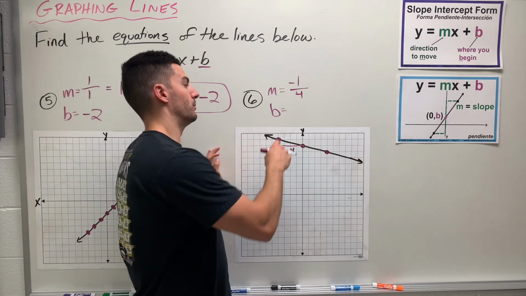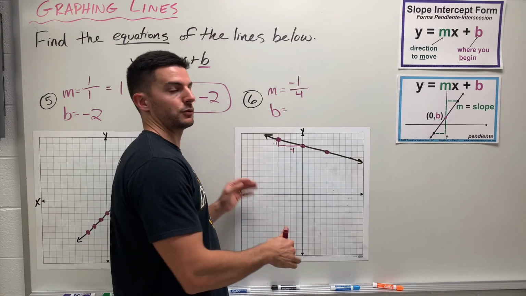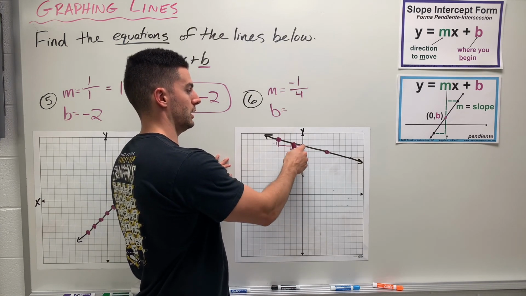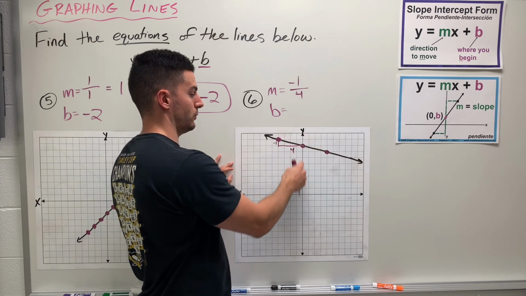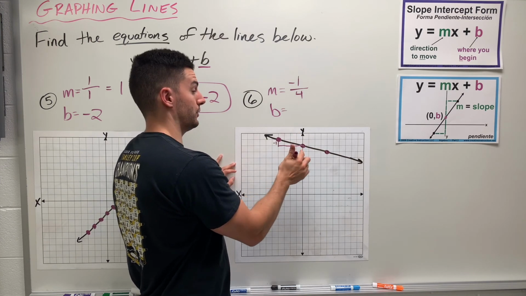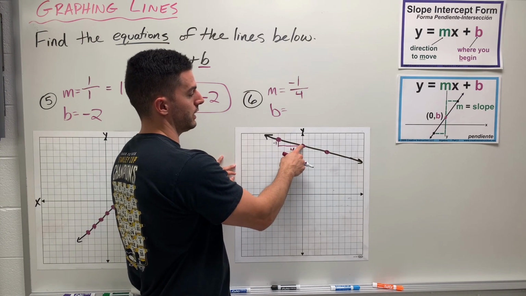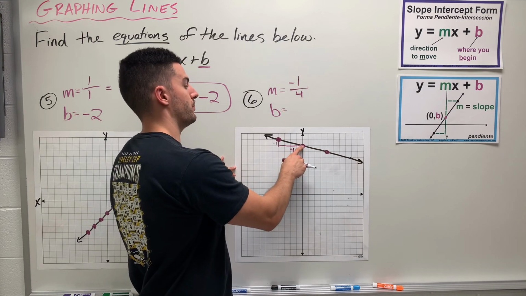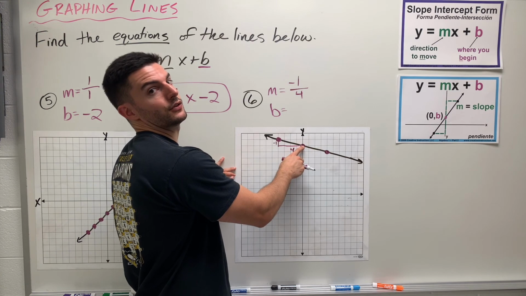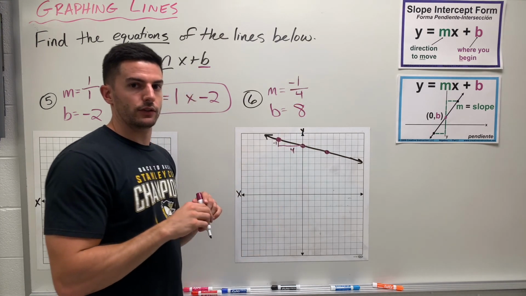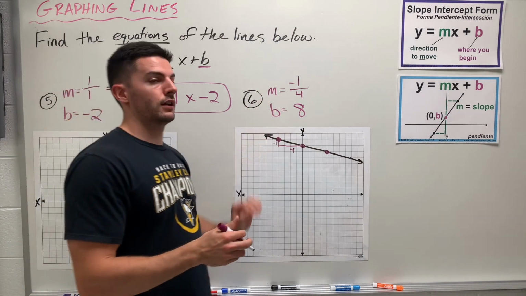And then my b number, again, that is the y-intercept, or where does it touch the y-axis? And that happens up here, right? It touches this y-axis right up here, okay? And so if I count up, 1, 2, 3, 4, 5, 6, 7, 8, right? So that touches the y-axis at +8, okay? +8. So that is the b value for this equation.